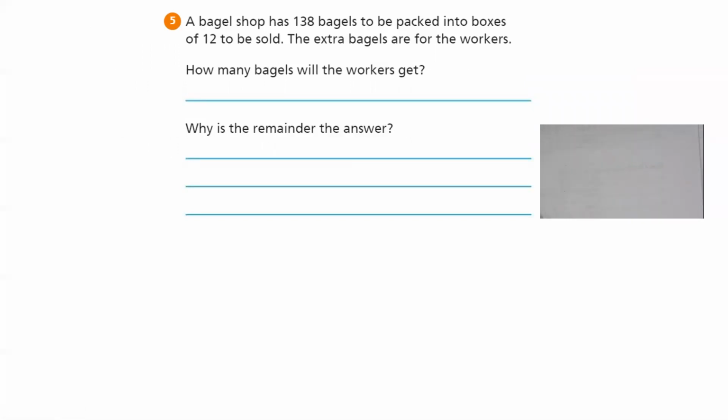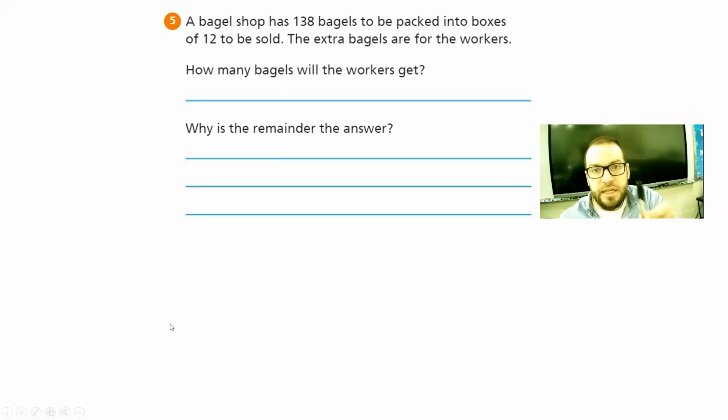A bagel shop has 138 bagels to be packed into boxes of 12 to be sold. We'll end it after this one. So give me your best effort here, and we will end it after this one.